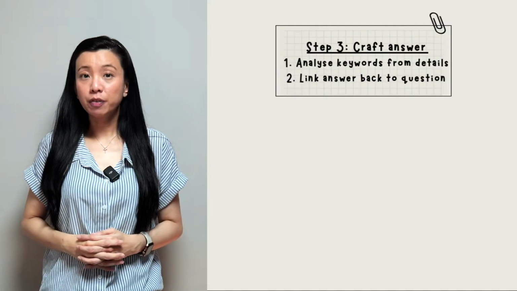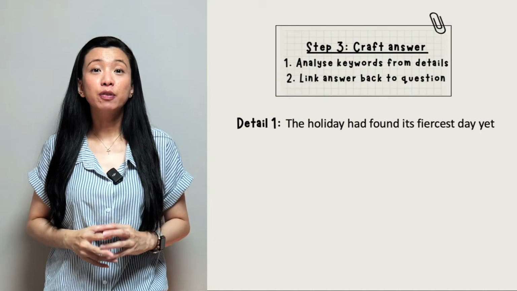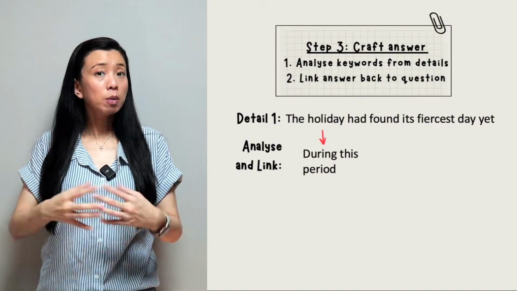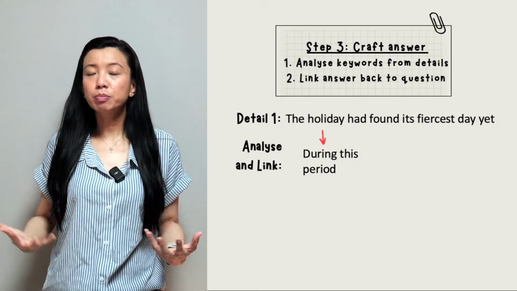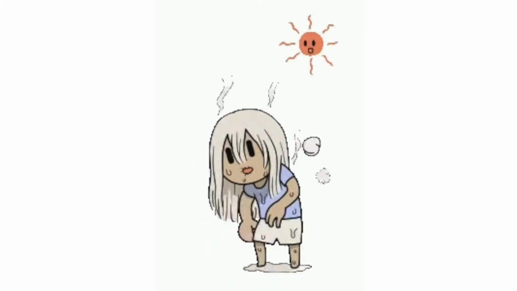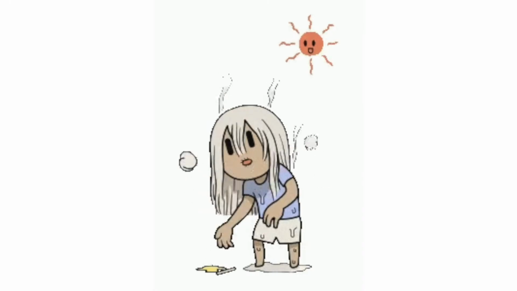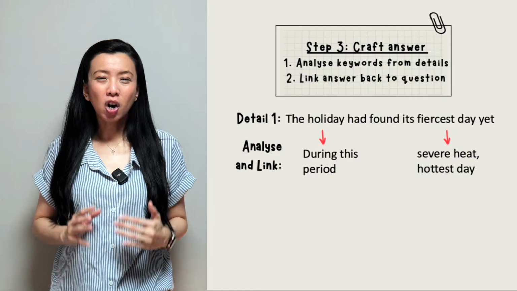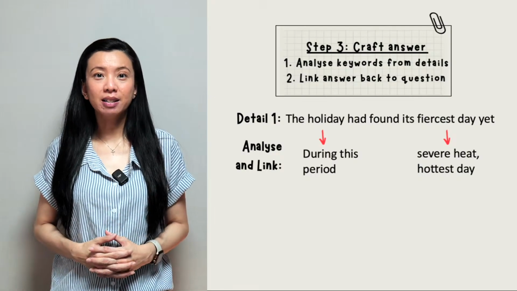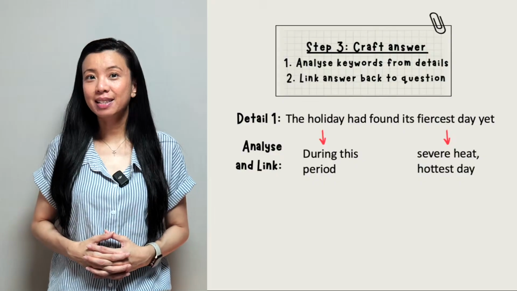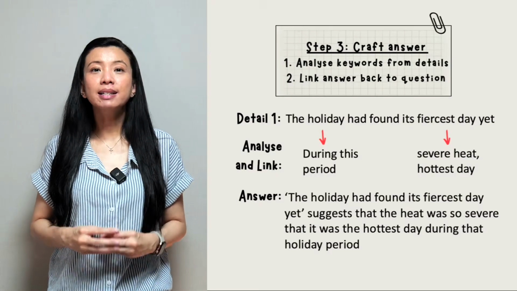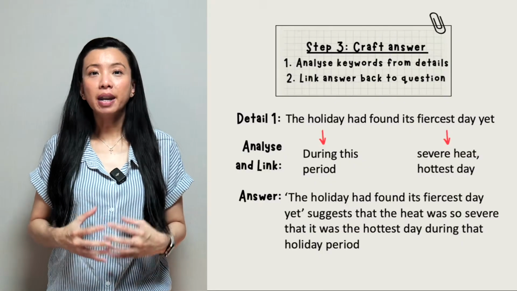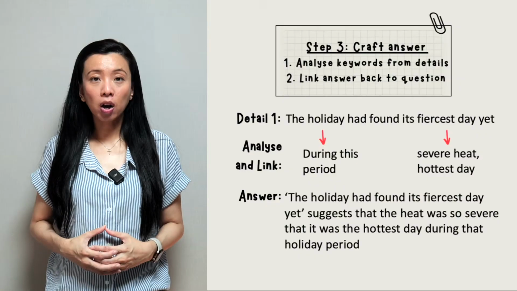So starting off with the first one, the holiday had found its fiercest day yet. So this tells us that during this particular period, it's probably the holiday period. For example, maybe it could be the Christmas holidays. And it must have been very hot throughout that season. However, this particular day was scorching hot, and it was the hottest day during the holiday period. So my answer would look something like this. The holiday had found its fiercest day yet suggests that the heat was so severe that it was the hottest day during that holiday period.